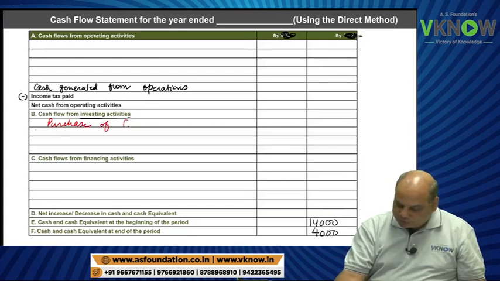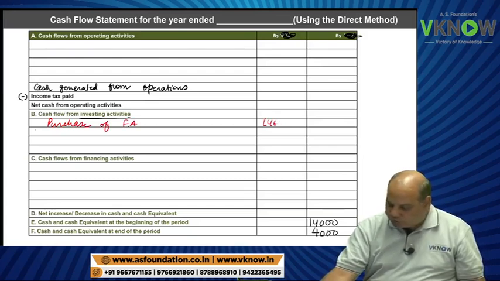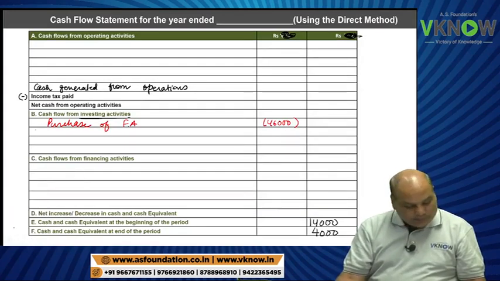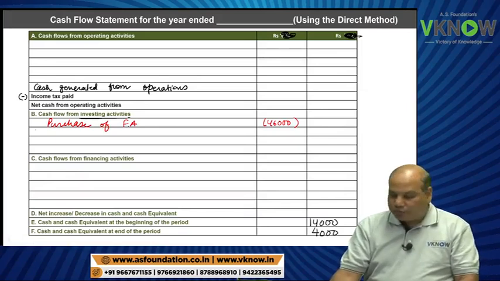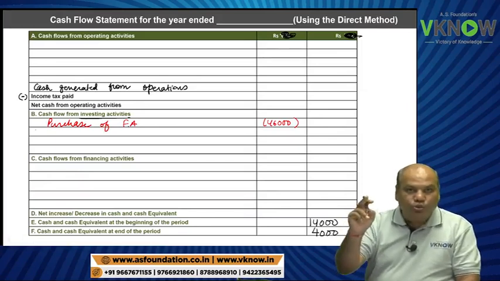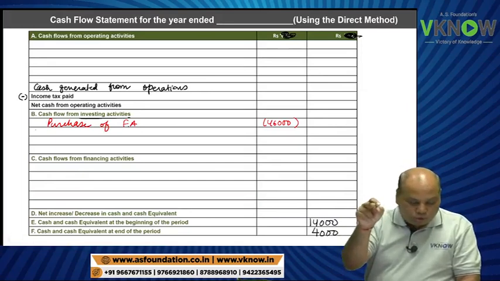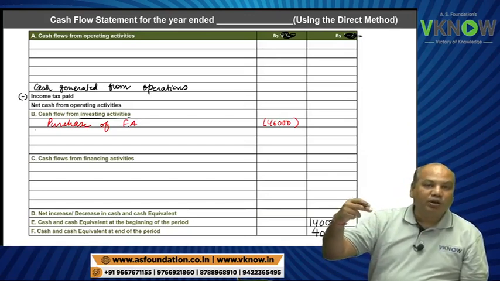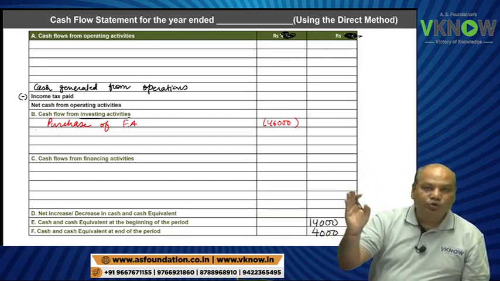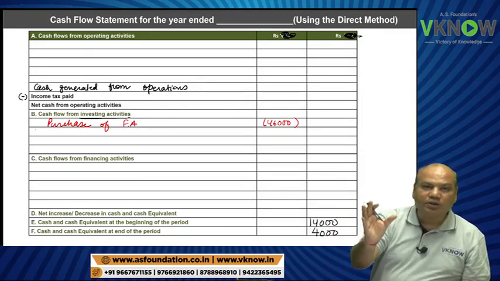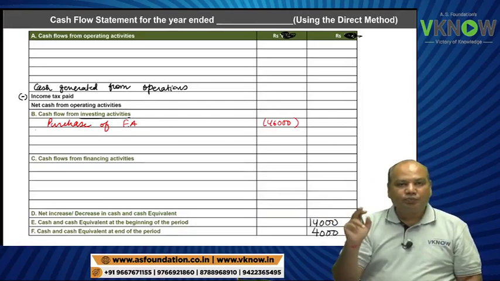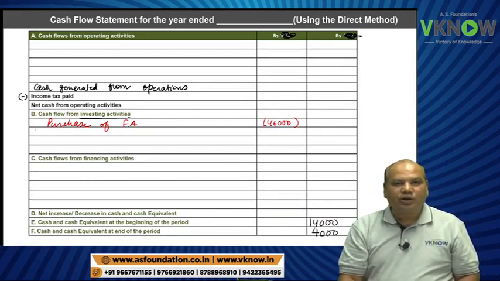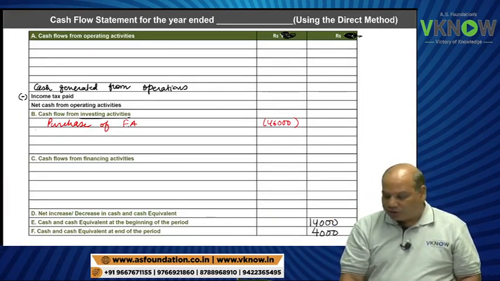Purchase of fixed asset 46,000. Accumulated depreciation. Now look at this accumulated depreciation. Opening is 30, closing is 45, and look at the P&L account, third line, 15,000. So that difference of 15,000 represents depreciation for the year, which is already reflected in the P&L account. So no further adjustment is required for depreciation in this method.